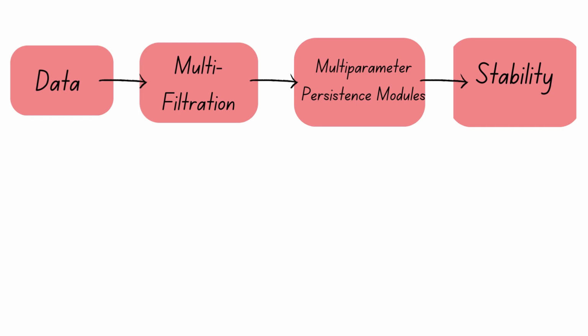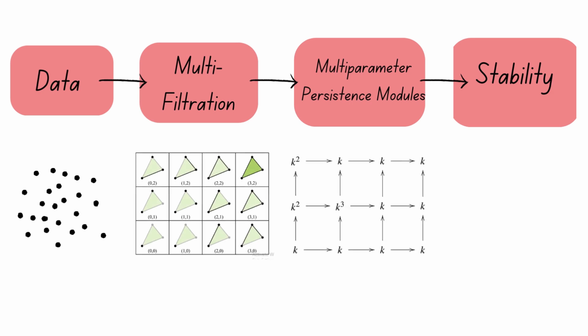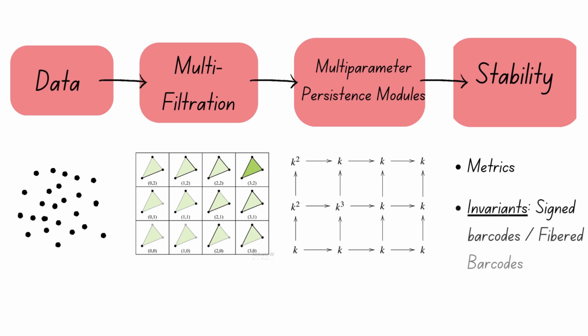Here is the pipeline. We have data. We use some construction to define multi-filtration, use some tools to define multi-parameter persistent modules for these multi-filtration, define a metric on them, and then prove the stability of modules. Or we can define some invariants such as signed barcode or fiber barcode, and then we can prove the stability of these invariants as well.